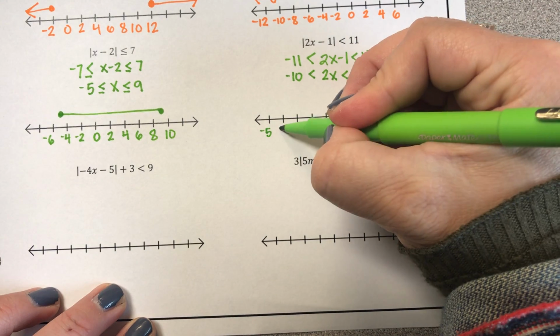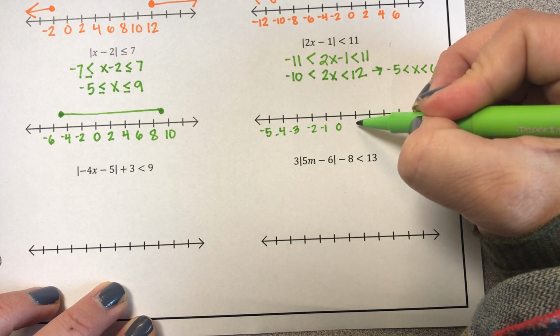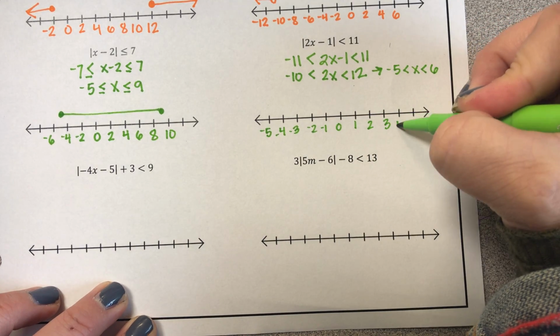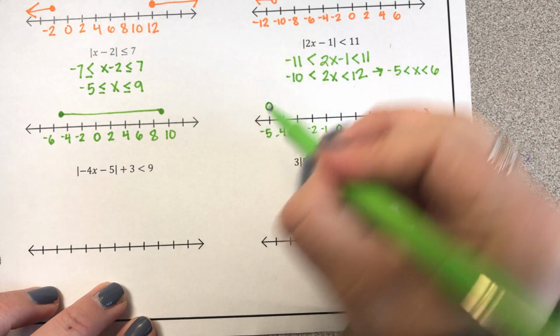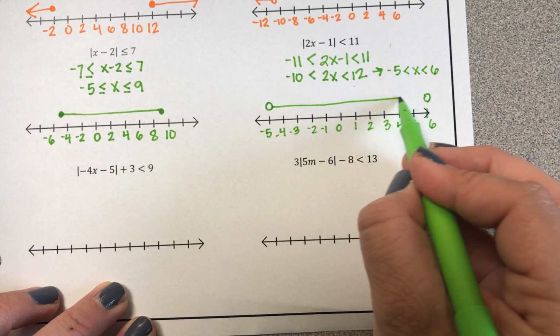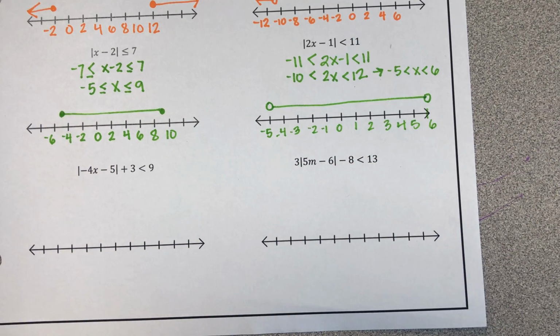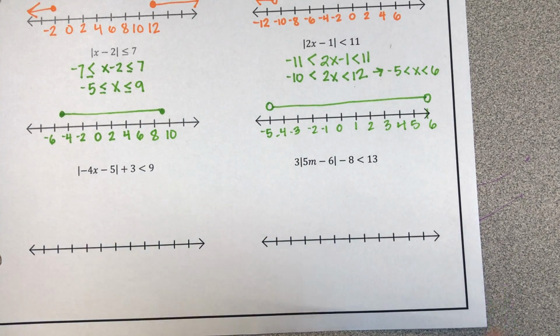So negative 5, 4, 3, 2, 1, 0, 1, 2, 3, 4, 5, 6. So it's saying x has to be anything greater than negative 5 and less than 6. So I'm going to connect them, and that would be my answer. And you could pick any point along here, and it would make it true.